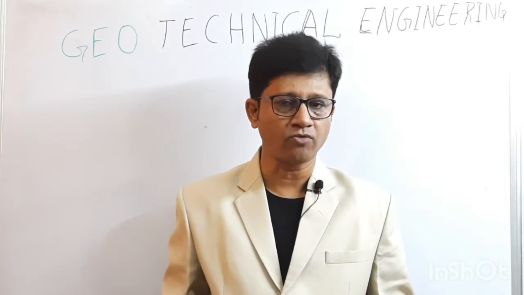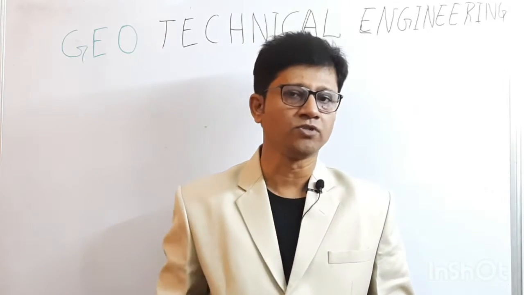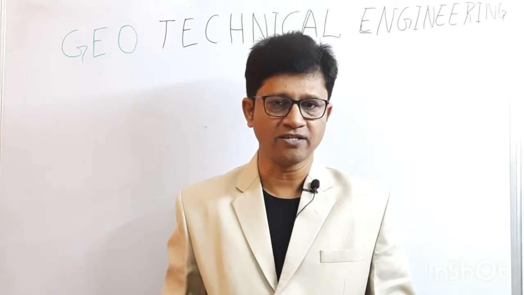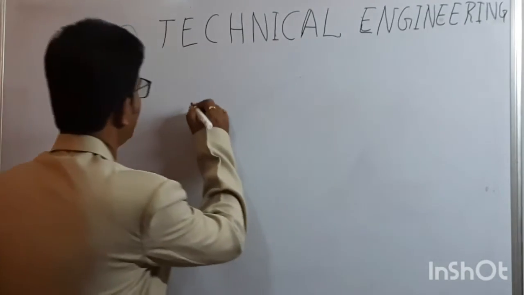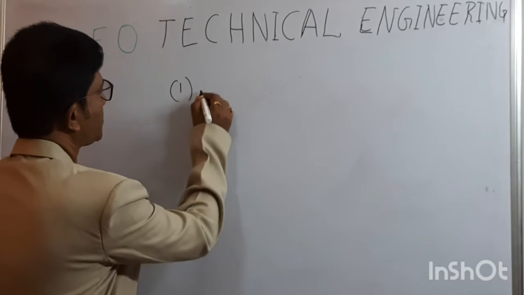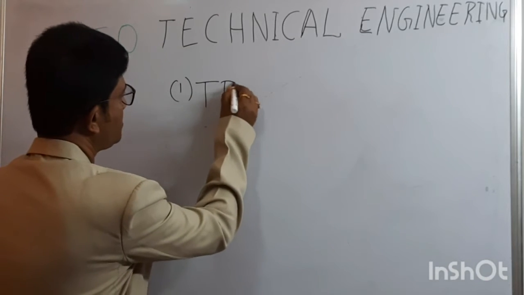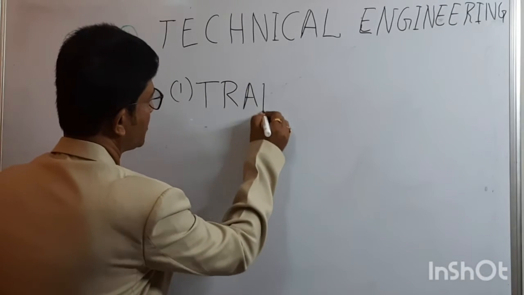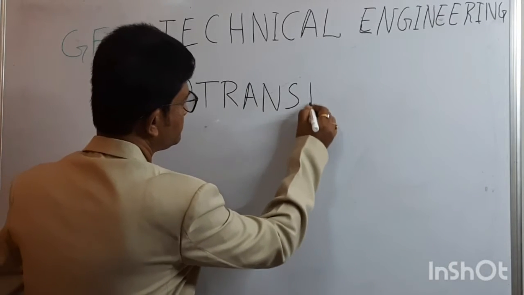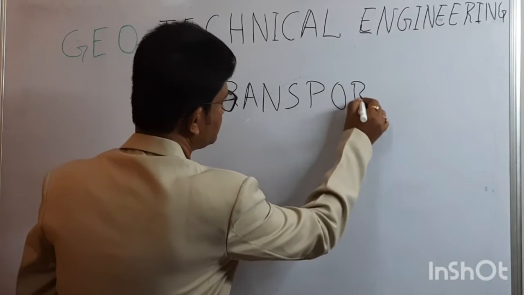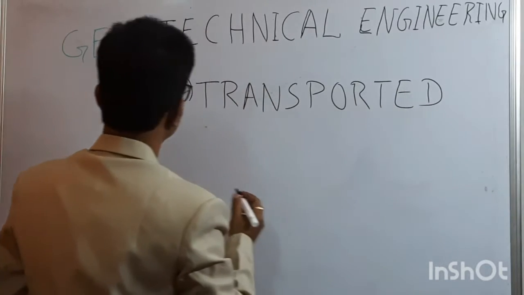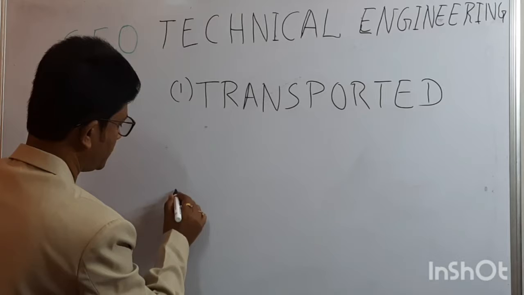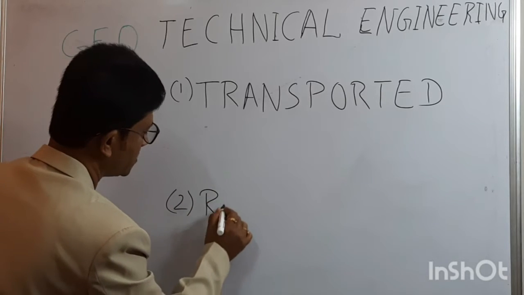So whenever we talk about geotechnical engineering, we definitely have to say the two aspects of geotechnical engineering. That is, one is the transported soil and the other is the residual soil. Number one is the transported soil, and number two is the residual soil.